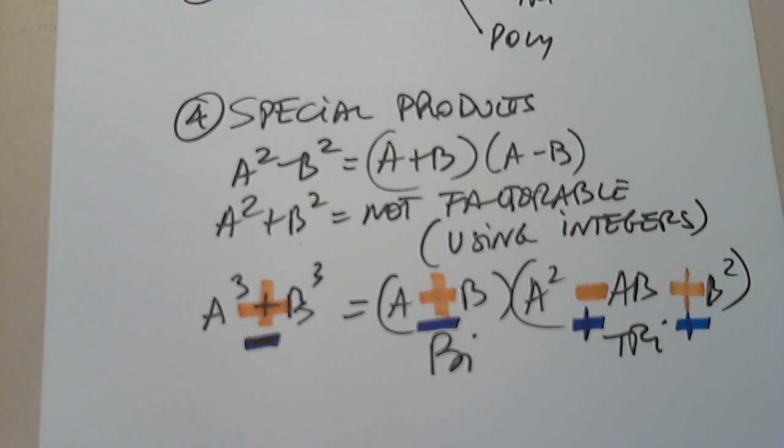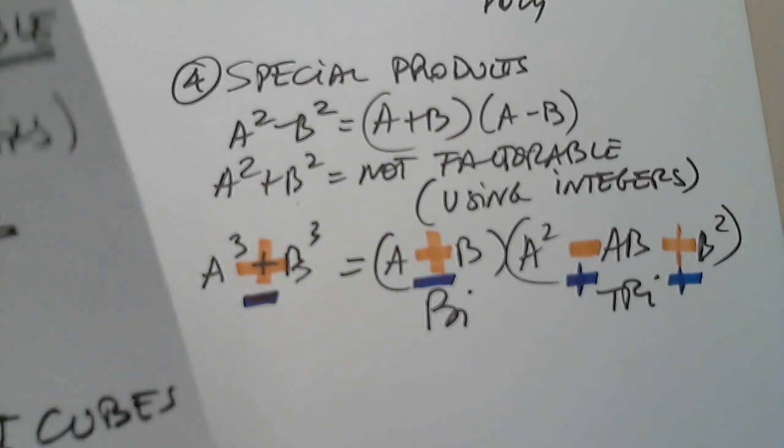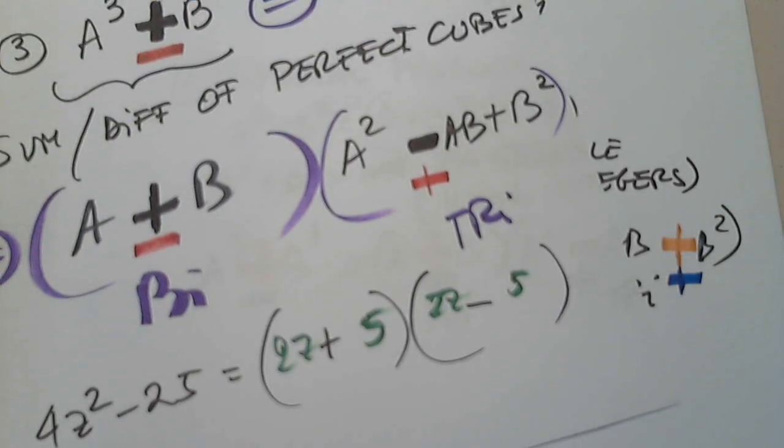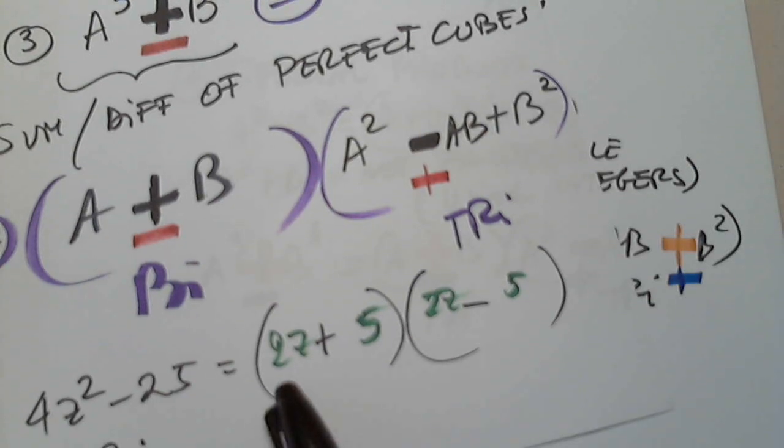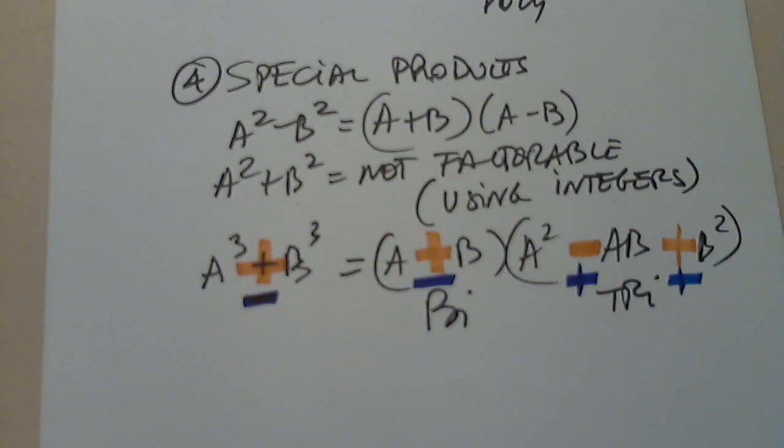Okay. So I think we discussed the 4z. Did we or did we not? Yes, we did. We did talk about the 4z squared minus 25 as being (2z plus 5)(2z minus 5). So we continue with the next one. And the next one was x to the 4th minus 81.